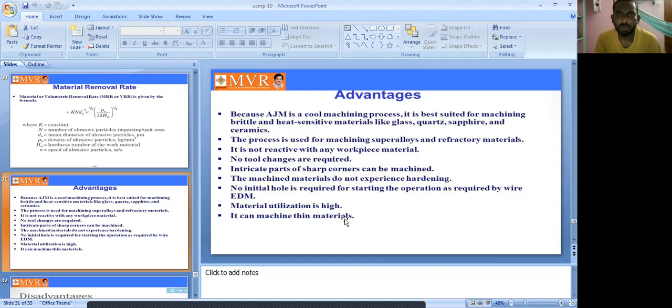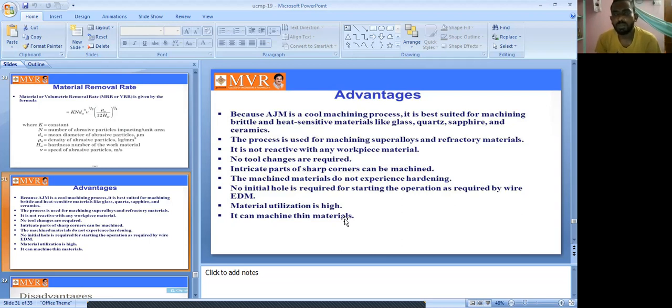It is not reactive with any workpiece material, and the tool does not need to be changed for the abrasive jet machining process. A single tool can be used for repeated operations. Sharp corners can also be machined. The machined material does not require a hardening process. No initial hole is required, and material utilization is more.